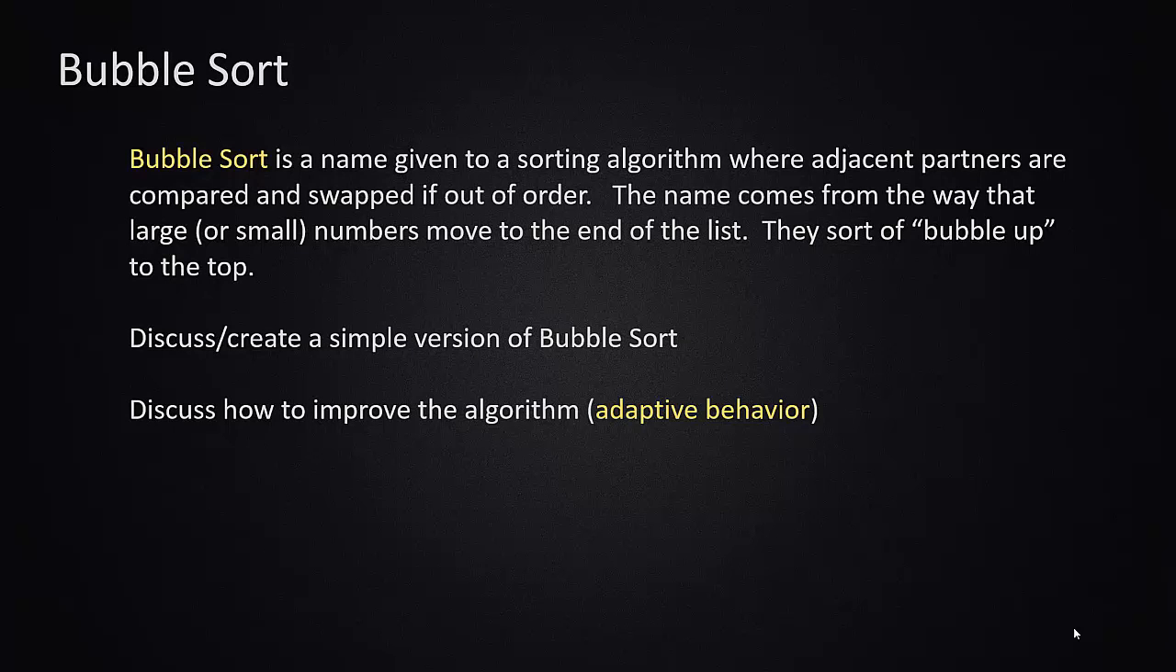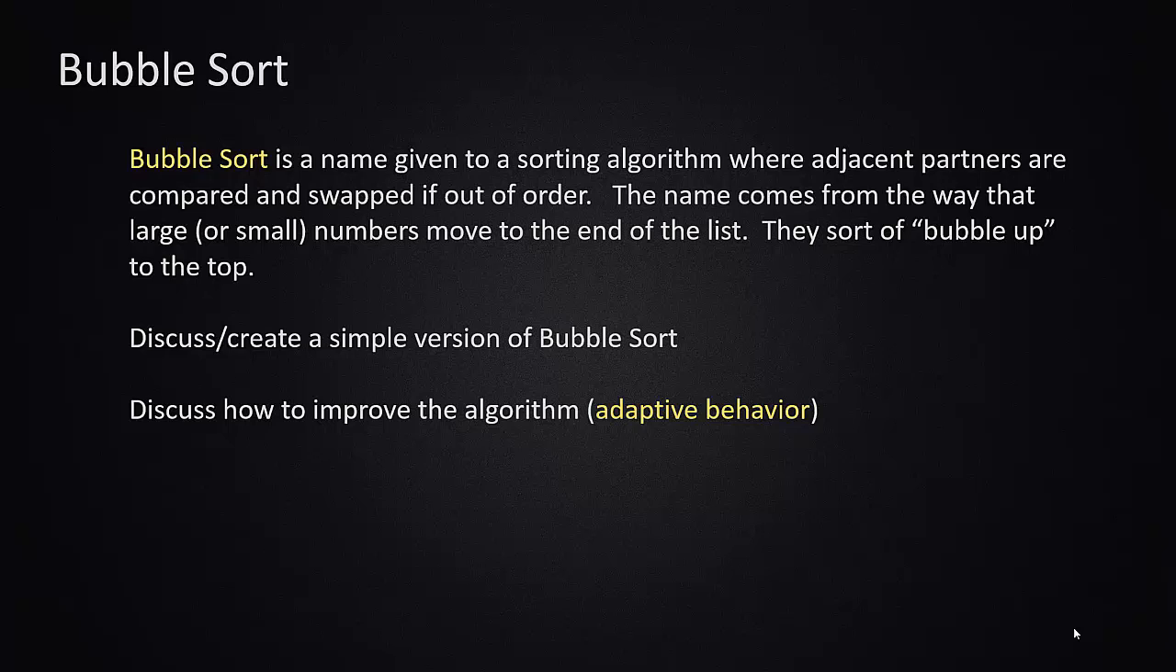Okay, let's talk about one of the sorting algorithms, bubble sort. Bubble sort is a name given to an algorithm where the highest number bubbles up to the top of the list or the end of the list. When you watch bubble sort operate, you'll see certain numbers moving towards one end or the other of a list. This is where the name comes from. The large numbers tend to bubble up to the top.